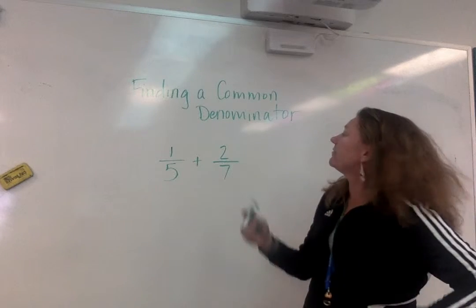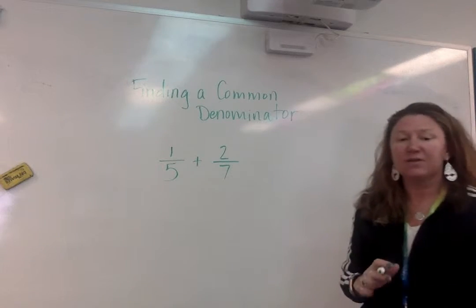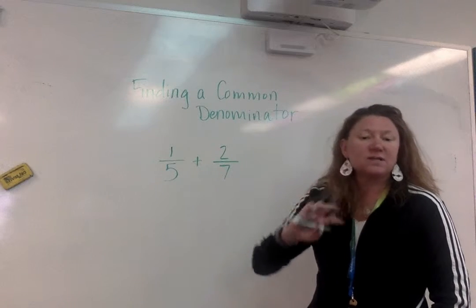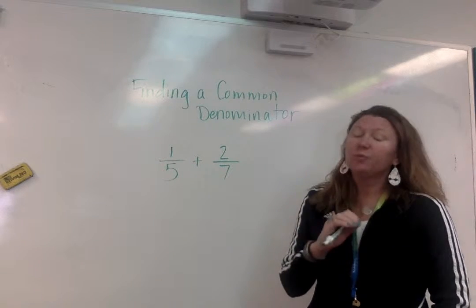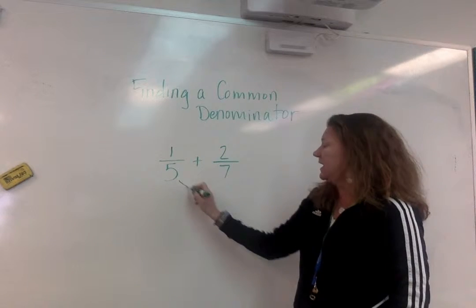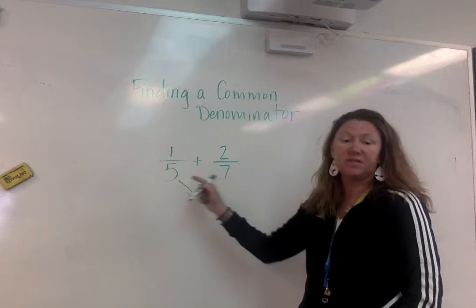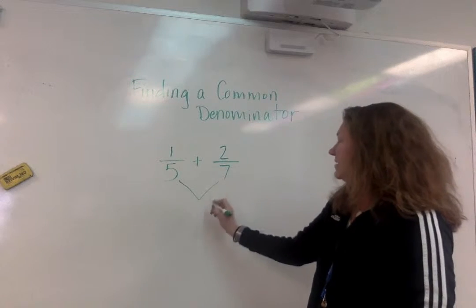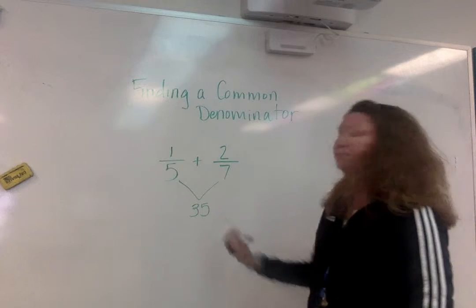All right, so I'm going to teach you how to find a common denominator with any fraction today. The first way to go about it, and the one that isn't always the least common multiple, is by just multiplying the bottom numbers, the denominators, together. Okay, so I get 5 times 7 is 35.